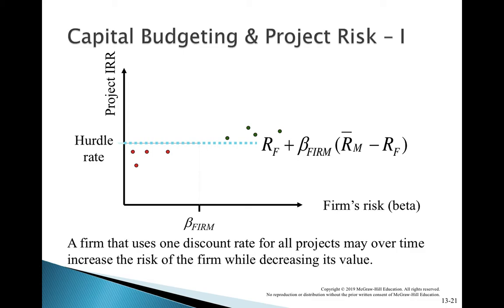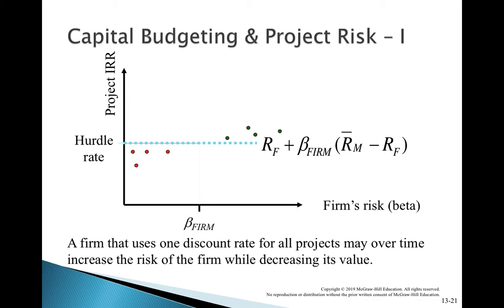Then what will happen, my dear students? Just imagine, those projects which are below the hurdle rate will be rejected, because the internal rate of return, the IRR of all these 4 red dotted projects, is less than the hurdle rate. And our theory says if IRR is less than the hurdle rate, you reject the project.